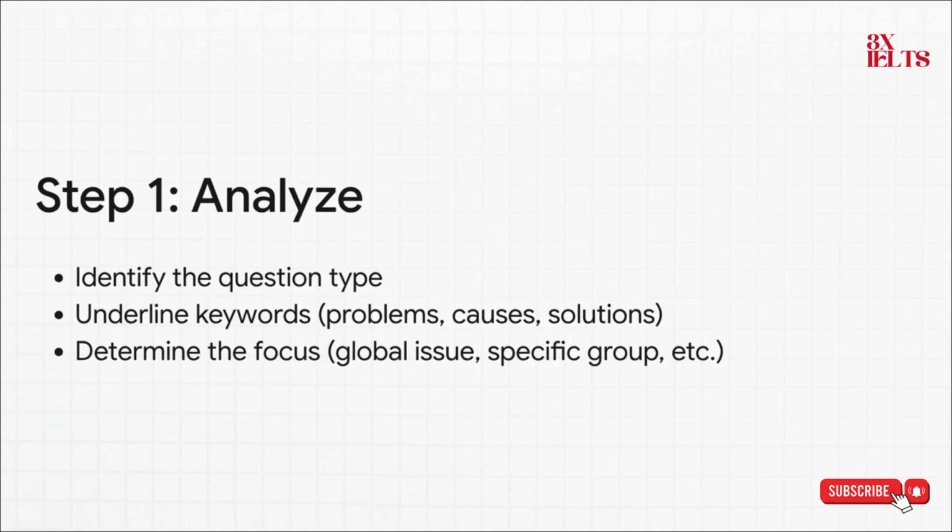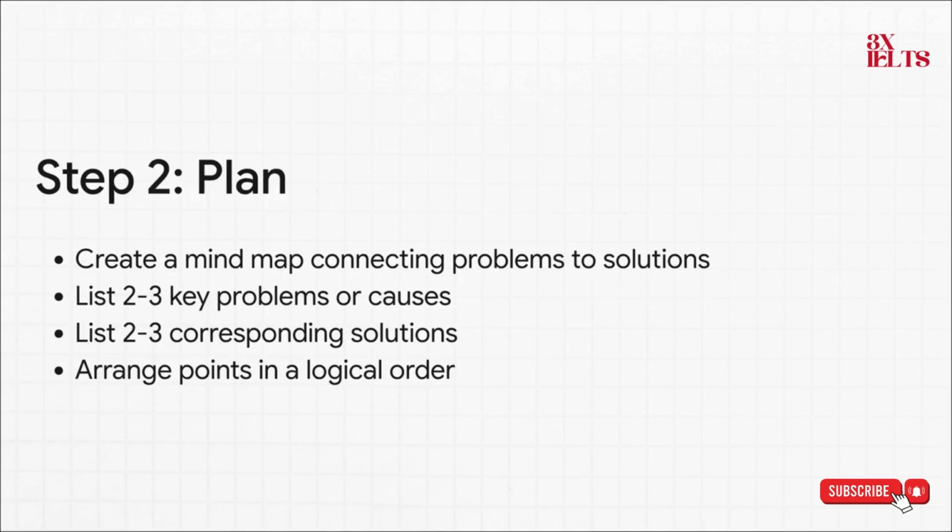Underline those keywords. Are they asking you for causes or for problems? Is the focus a huge global issue like pollution or something specific like challenges facing young people? Getting this right from the start ensures your entire essay stays on track. Next up, plan. A quick mind map is a fantastic tool here. Just jot down 2 or 3 key problems. Then, for each one, think of a specific, relevant example. And then, the final move, link a solution directly to each problem you listed. This little bit of organization makes your essay coherent and makes your argument so much stronger.